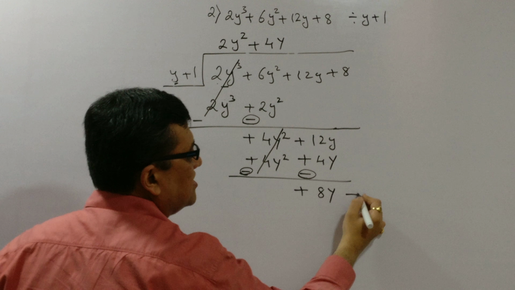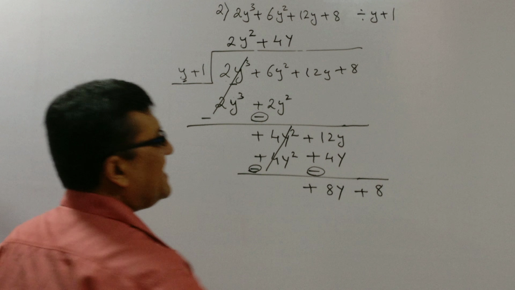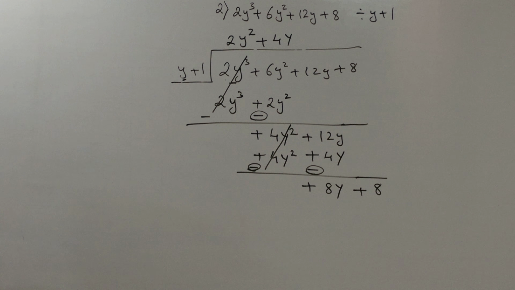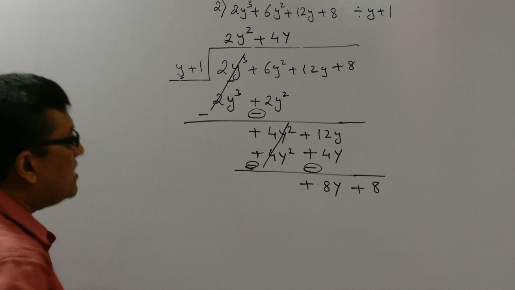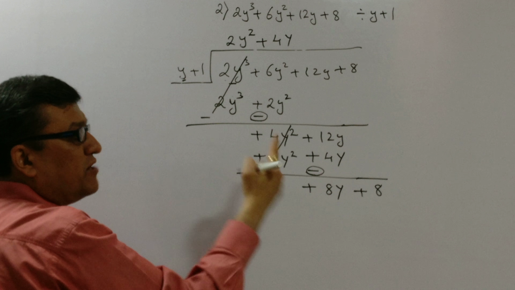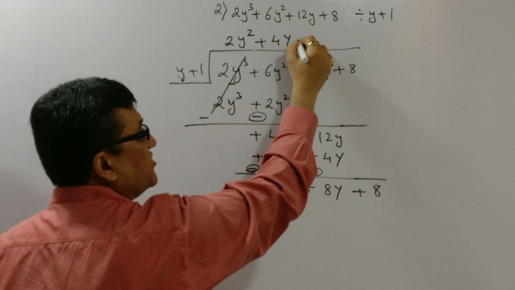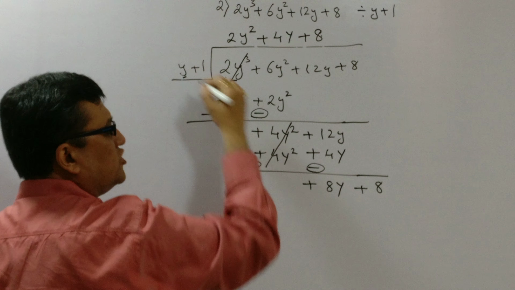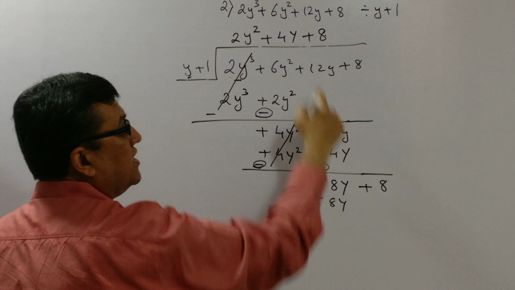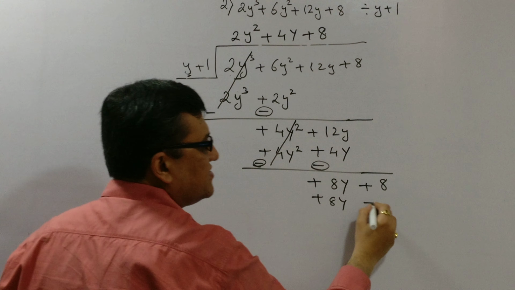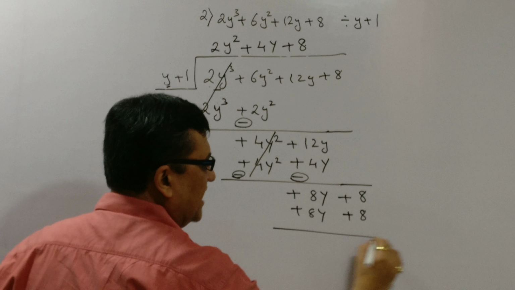Bring the constant term below, so it is 8y plus 8. Now, what shall one say? Same thing. Y into what will give me plus 8y? The answer is plus 8. Plus 8 into y is plus 8y. Plus 8 into plus 1 is plus 8. Again, change the sign.